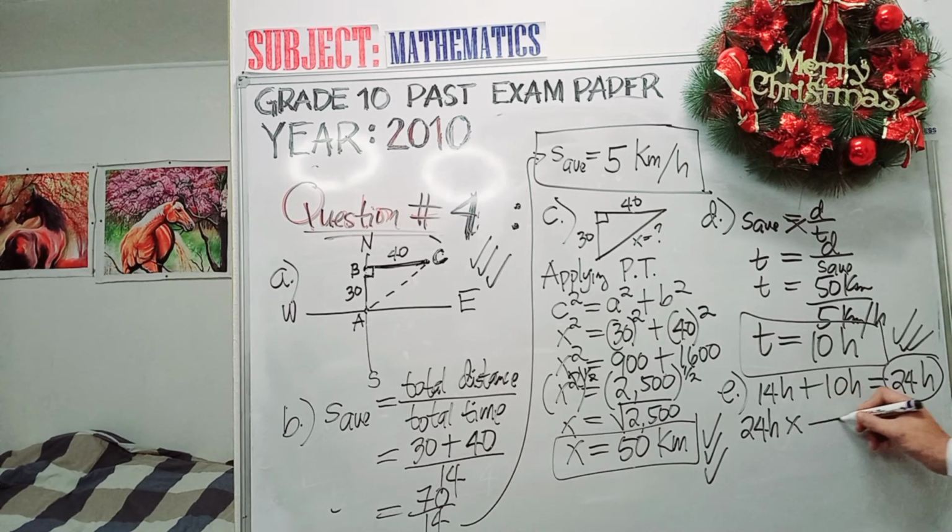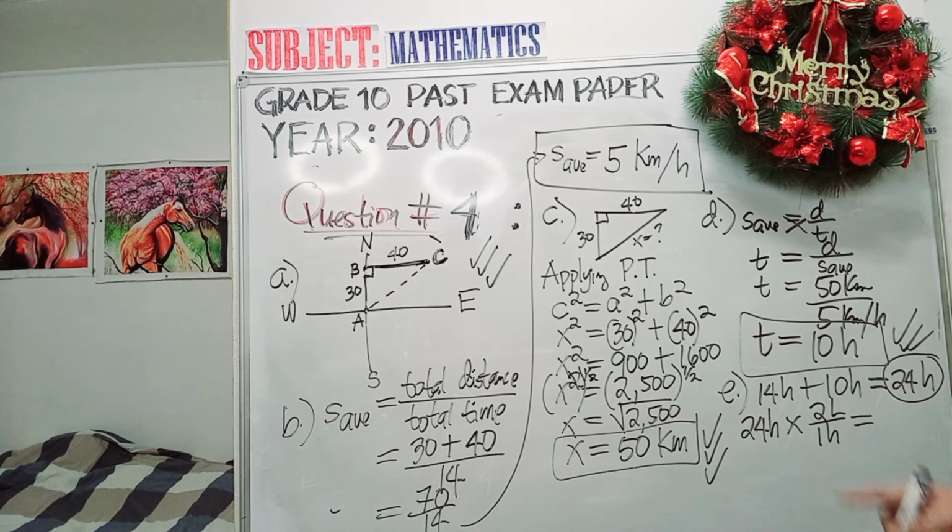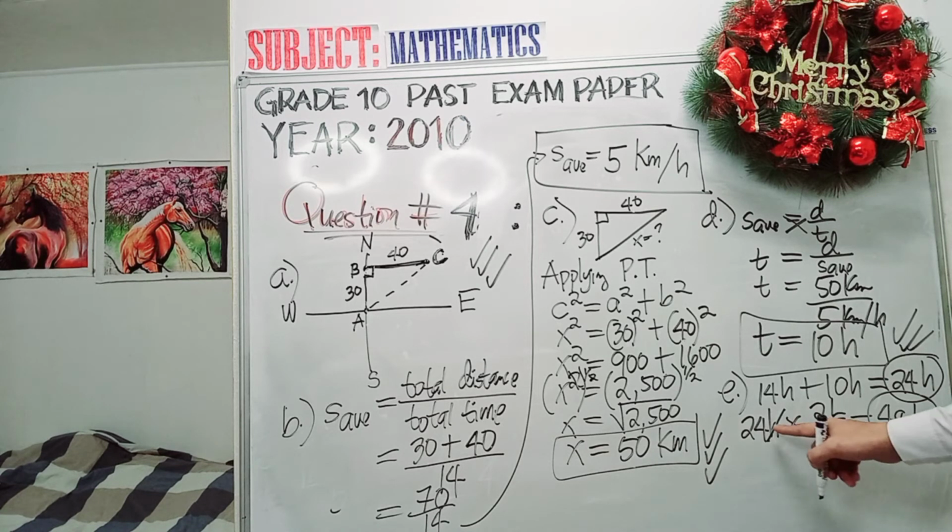For this 24 hours, you are going to multiply that by 1 hour of travel uses 2 liters of fuel. So, how much fuel has been used to travel 24 hours? Cancel hour with hour. So, 24 times 2 is 48 liters. This is now the amount of fuel used in the 24 hours of travel.